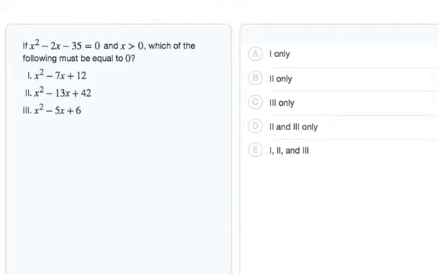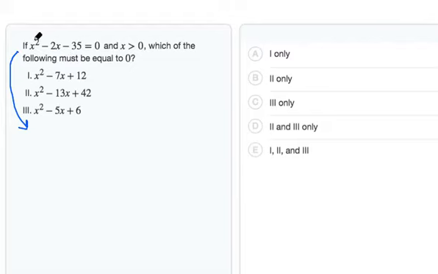To figure out which statements must be equal to 0, we will consider each statement separately. Now, before we dive into the statements, we're actually given a quadratic equation that we can solve for x. So let's go ahead and do that first to see what information we can get from the actual question. So pulling this down here, let's take this quadratic equation and solve for x.